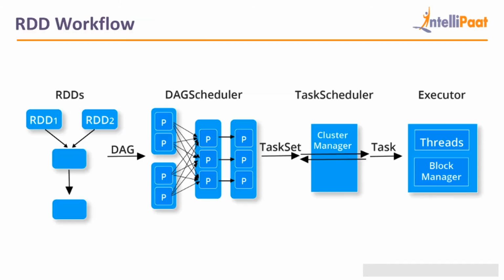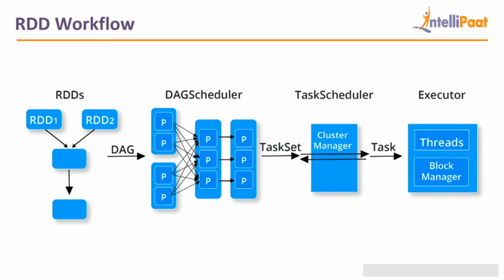Now we will move on to the workflow of the RDD. Here on the left hand side, we can see RDD1 and RDD2. They are combined, and there is a directed acyclic graph. We can see that there is a DAG scheduler, which means the combinations are further combined, and then further processed. There is a task set. The task set means that there's a cluster manager and there's a task scheduler as well.